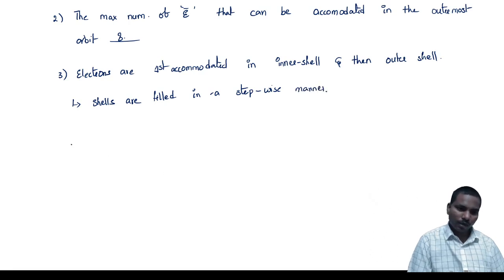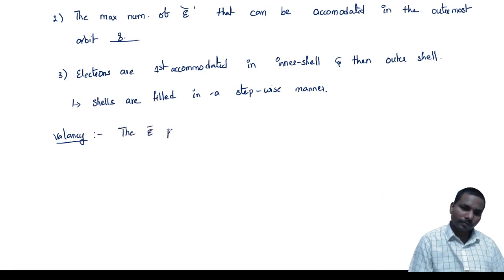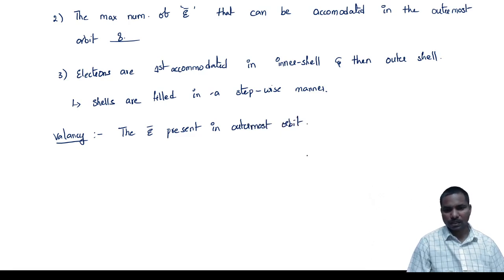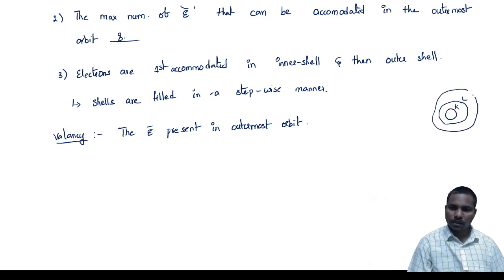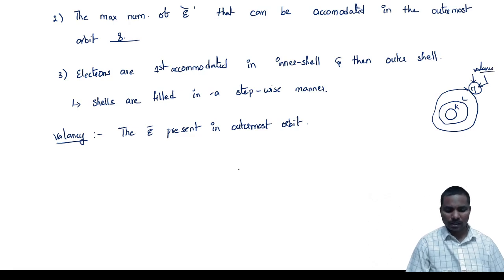And what is valency? The electrons present in the outermost orbit are nothing but valency electrons. For example, if we have the inner K shell, L shell, and M shell, then this is the outermost shell or outermost orbit. The electrons present in this orbit are nothing but valency electrons.